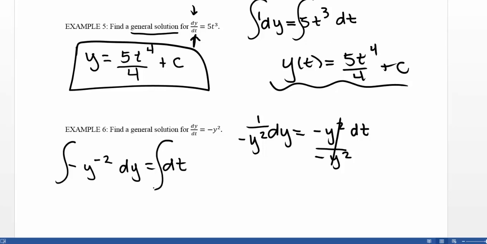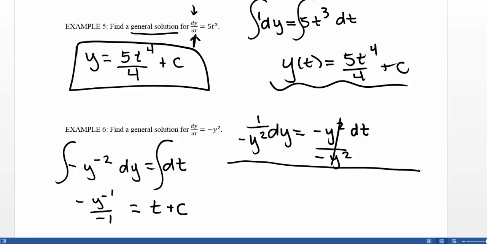So I'm going to integrate both sides here. On the left-hand side, I'm going to add 1 to the power and divide by the new power. So that's going to give me negative y to the negative 1 divided by negative 1, and I'll simplify that in a moment, equals t plus c. On the right-hand side, there's a 1 dt, so that becomes t when integrated, and I put my plus c with my independent variable.